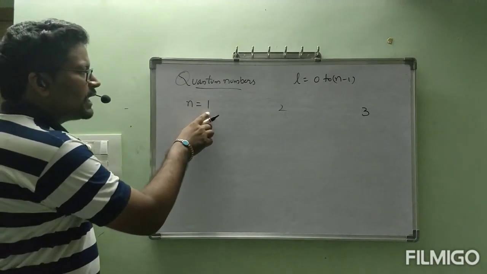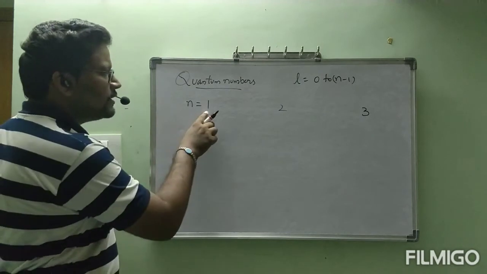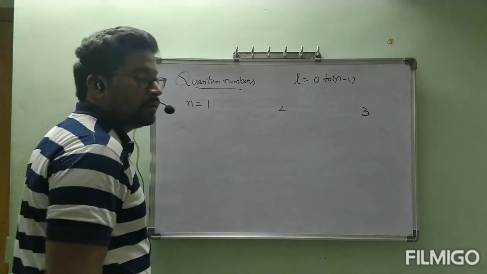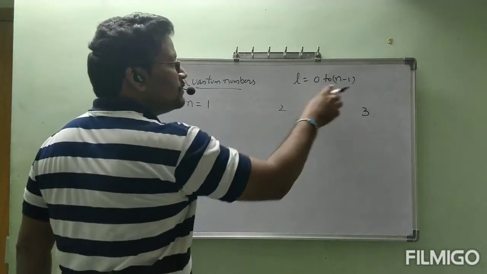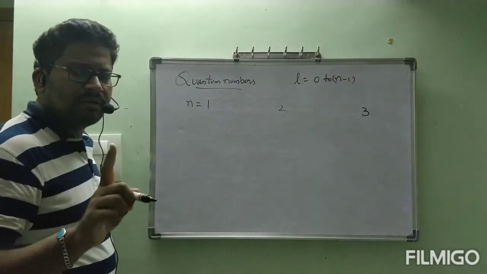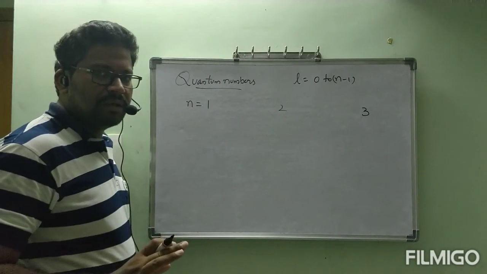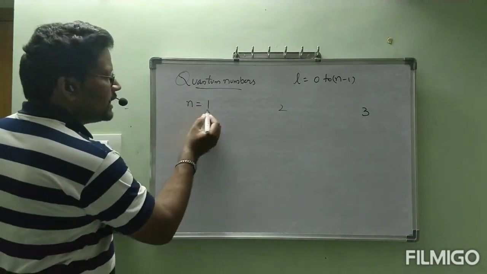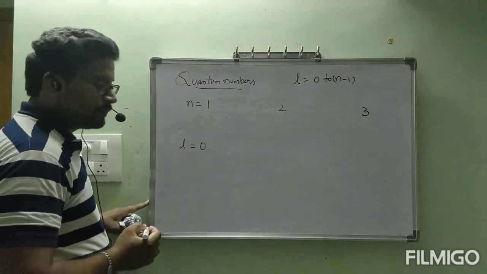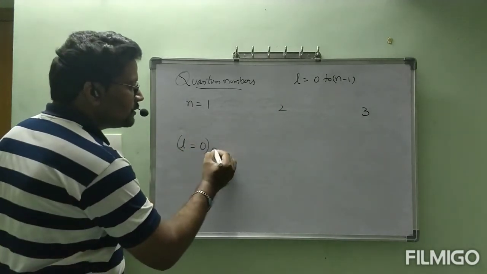Here, what is the n value? The n value is 1. 0 to 1 minus 1. Keep the n value here, 1 minus 1, 0. 0 to 0 means only one value, that is 0. L is equal to 0. Correct? So, n is equal to 1, L is equal to 0. This is the subshell. What is that subshell? S subshell.